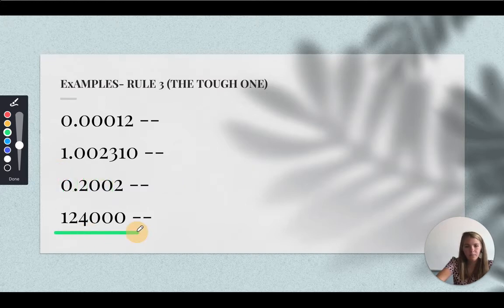Our last example, 124,000, has 3 zeros in it. First question, are those zeros in a sandwich? No, they're not, so we don't count them that way. However, they are trailing. But if there's no decimal in front of them, they're not significant. So there is only 3 sig figs in this number.